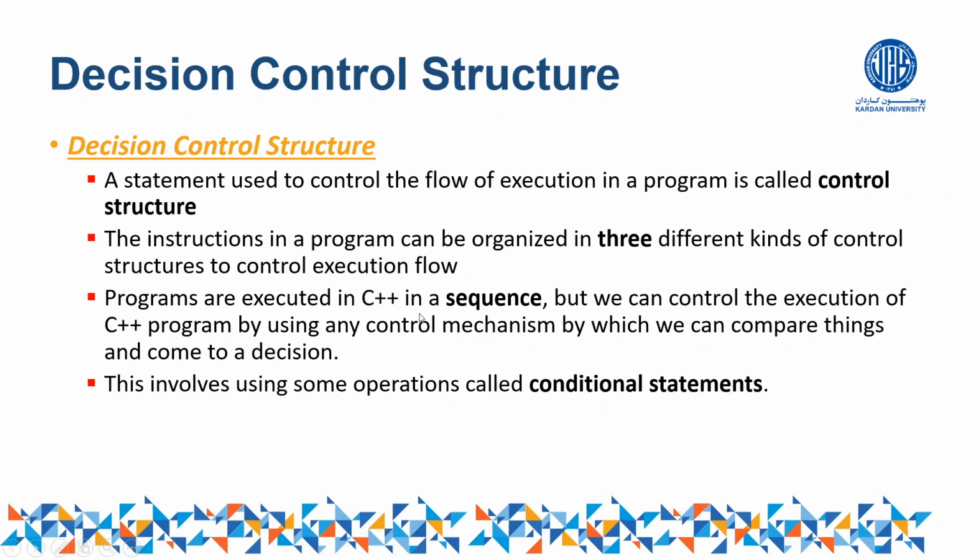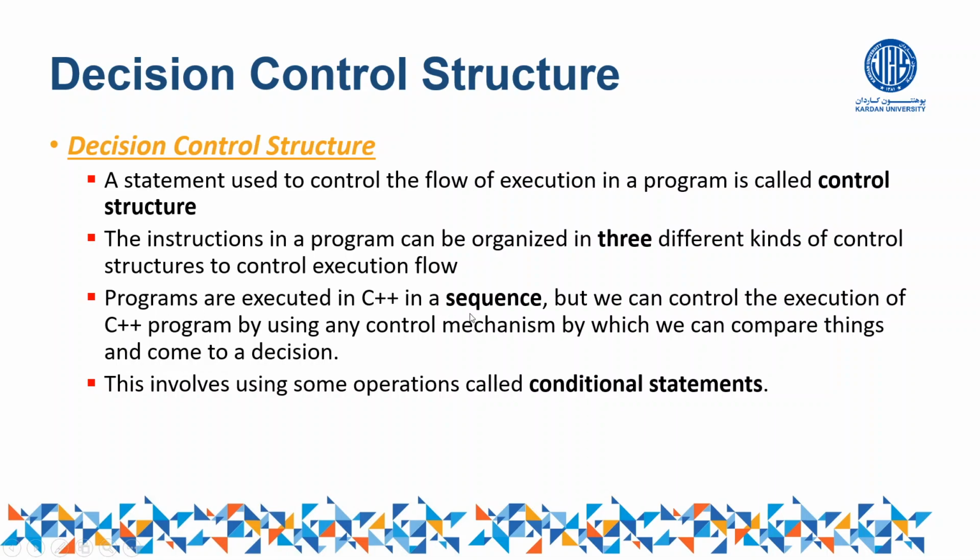Now, programs are executed in C++ in a sequence. Normally, in all the programs that we have written so far, all the statements are executed in a sequence, which means all the statements are executed one by one. But you can also control the flow of execution of these statements in a C++ program. It means that based on your choice, you decide what statements you are going to execute and what statements you are going to ignore. You can do this with the help of the decision control structure in a program.